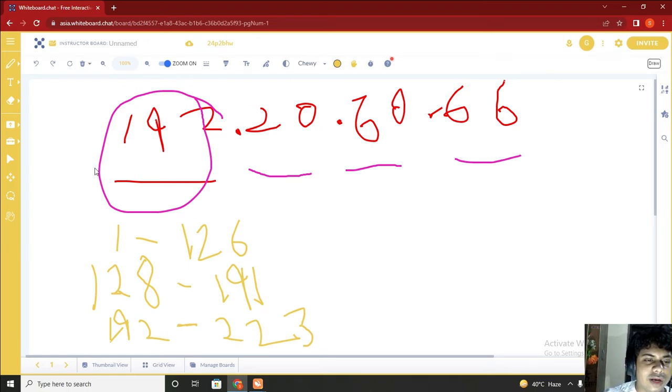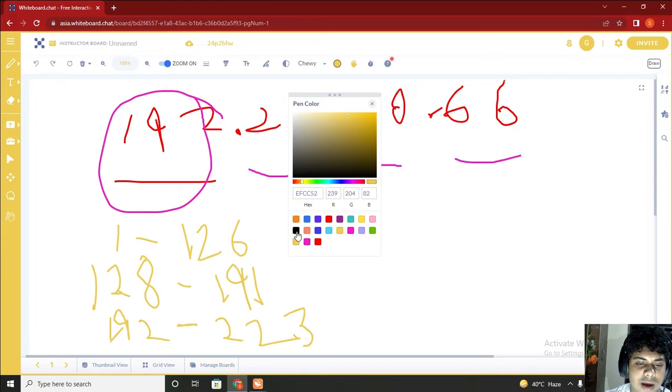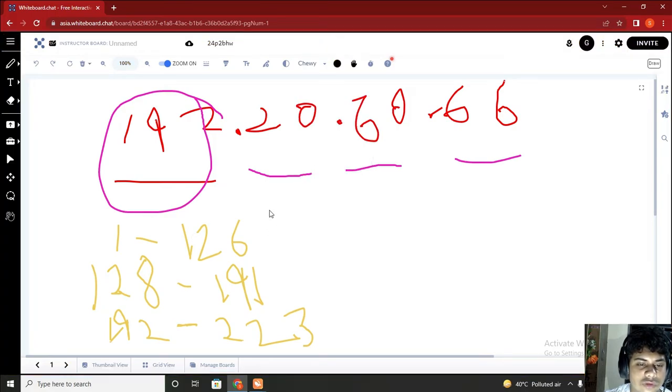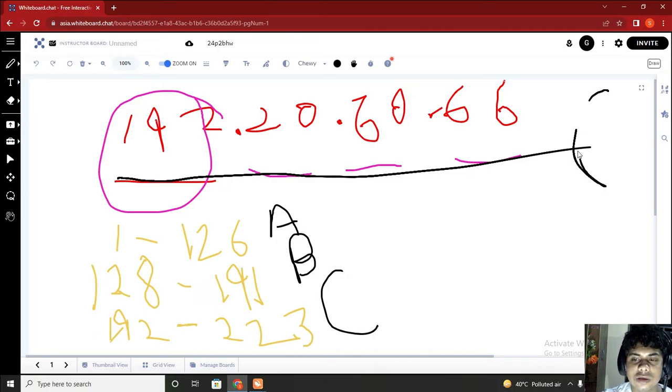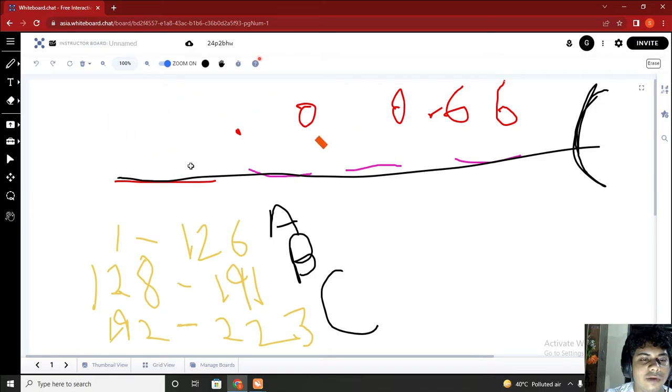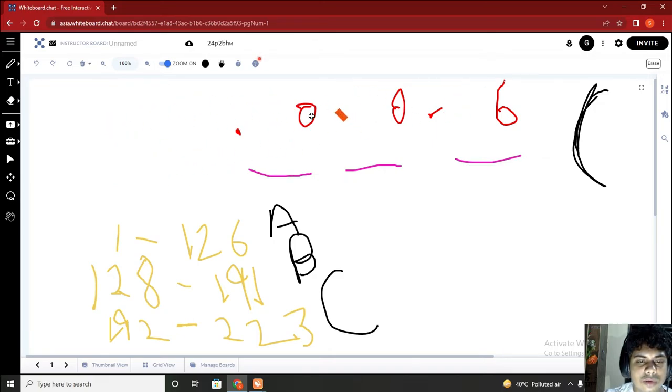So now 192 is falling between which category, which class? I will write the classes also with color black. So this is class A, this is class B, this is class C. So now 192 is falling between 192 to 223. So it means that this is the IP address of class C. Okay, so let me rub this IP address and I will give another IP address to you all.